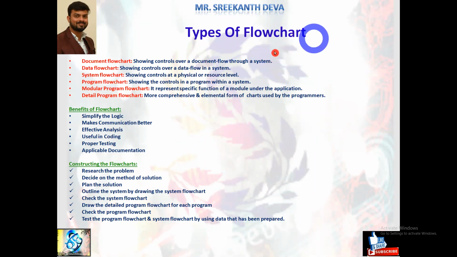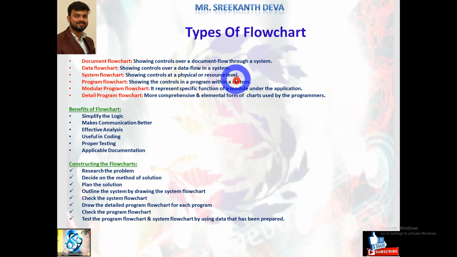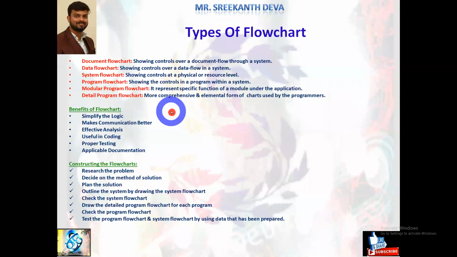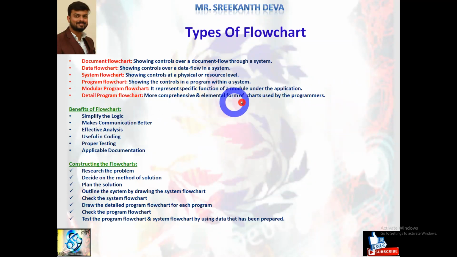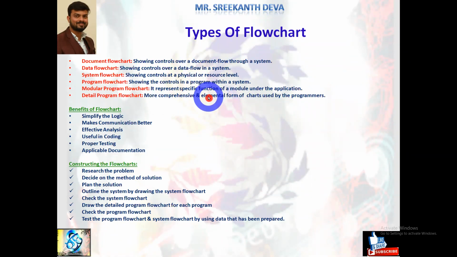Generally these types of flowcharts are: document flowcharts, showing controls over a document flow through a system. Data flowchart, showing controls over a data flow in a system. System flowchart, showing controls at a physical or resource level. Program flowcharts, showing the controls in a program within a system. Modular program flowcharts represent a specific function of a module under the application. Detailed program flowcharts are the more comprehensive and elementary form of charts used by programmers. These are the different types of flowcharts.